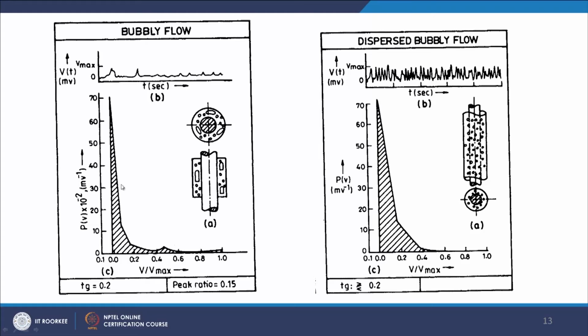This peak will be very sharp, because we have a small number of bubbles in this case, whereas there is a very large number of smaller bubbles in the dispersed bubbly flow case. So, this peak will be a little bit flattened compared to the bubbly flow peak.